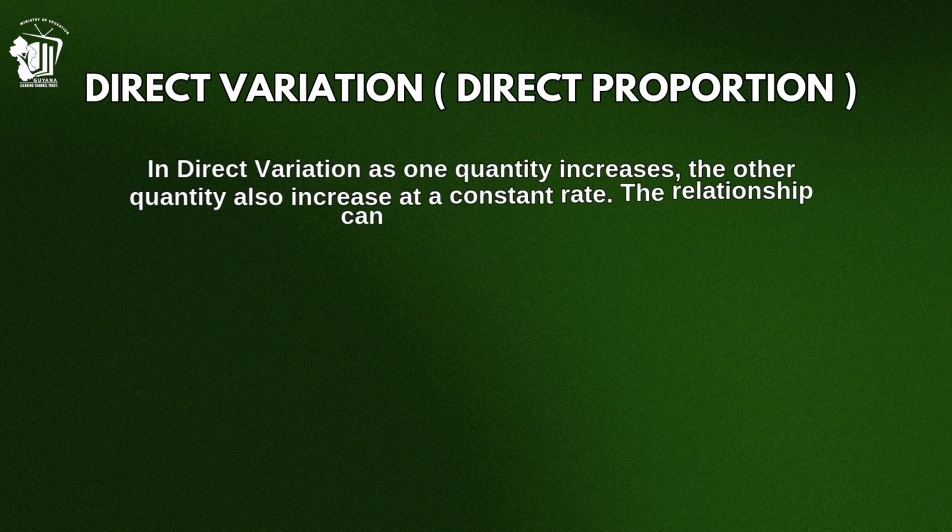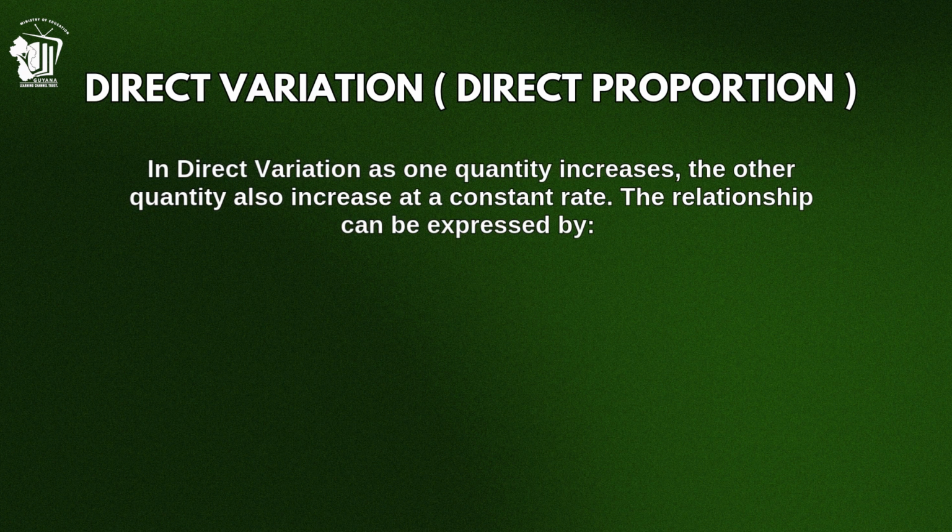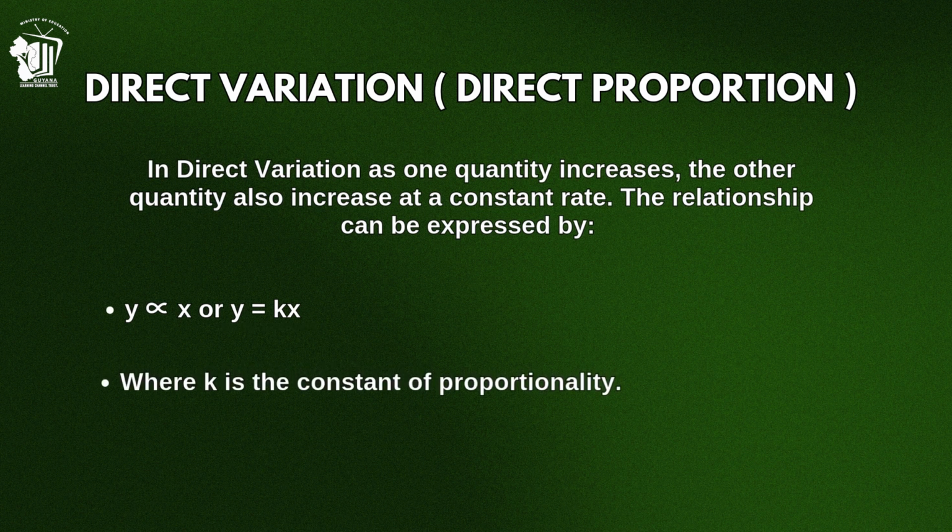In direct variation, as one quantity increases, so does the other quantity, and this is done at a constant rate. This relationship is expressed as seen here. This part is saying y is directly proportional to x, or y varies directly as x. And as an equation, this is y is equal to kx. Now k is a very, very important constant, as you will see in just a few seconds into this video.